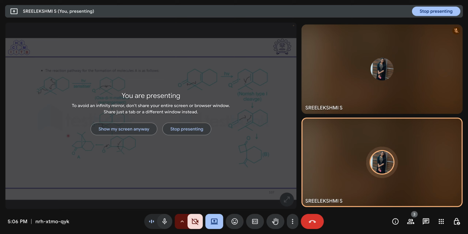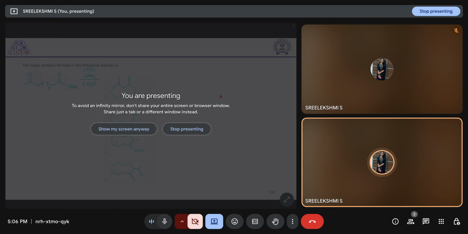Now, if we are not using any sensitizer and only the photochemical condition, it is cleaving the alpha bond to the carbonyl. So it is forming like this. Then this double bond is shifting to here, creating a radical at this position. Then these two radicals combine to form compound B. So this is an example of Norrish type 1 cleavage. The correct answer is oxadi-pi-methane rearrangement and Norrish type 1 cleavage, option 3.